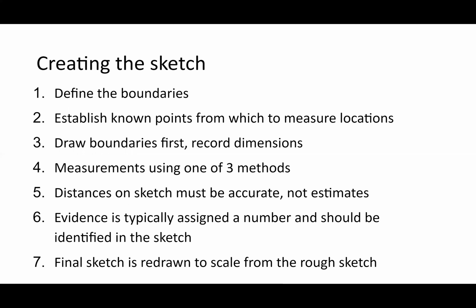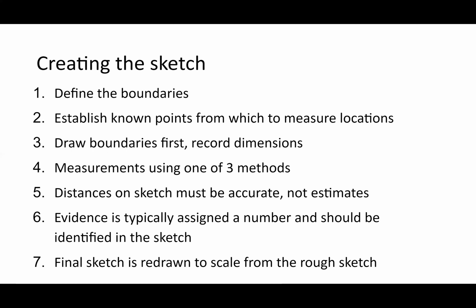So there's a process to creating the rough sketch. First you need to define your boundaries, and if it's in a room, it might be the walls. If it's outside, it might be a fence or roads or something like that. Establish known points from which to measure locations. You'll draw your boundaries first and record the boundary dimensions. Then, using one of the three measurement methods, you will measure out the key features in your crime scene and write them on your rough sketch.